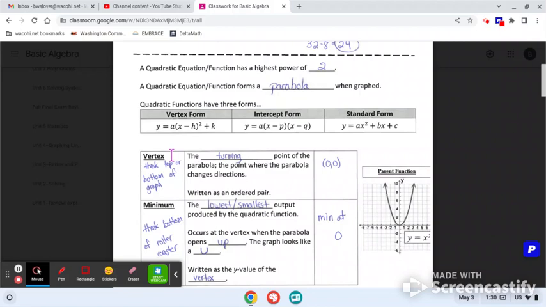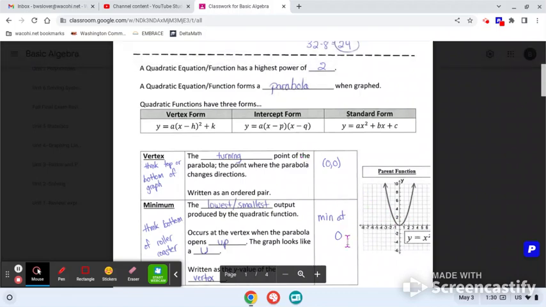The turning point of the parabola is the vertex. It's the point where the parabola changes directions. It's written as an ordered pair. So in this example here, called the parent function, my vertex is right there, where it changes direction, at 0, 0.